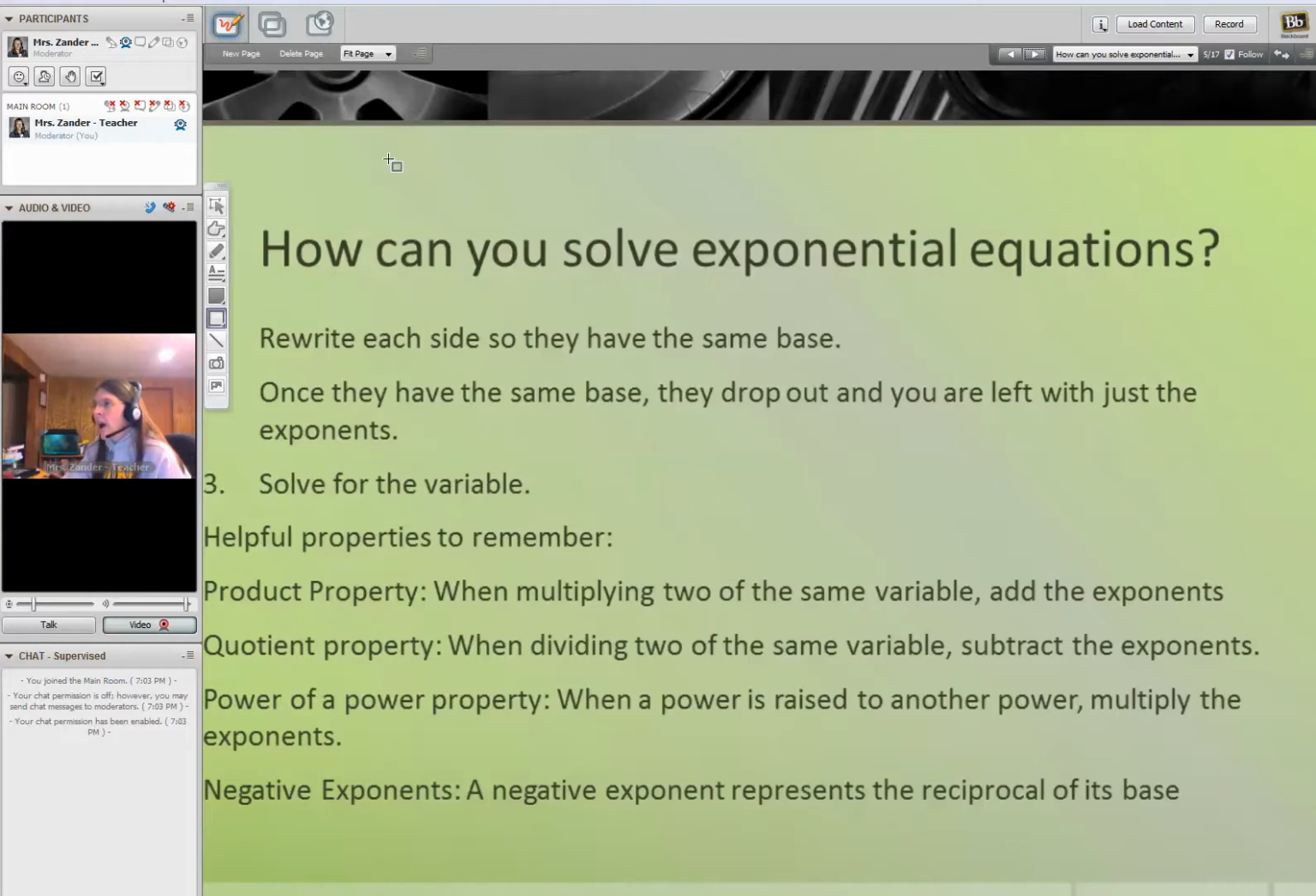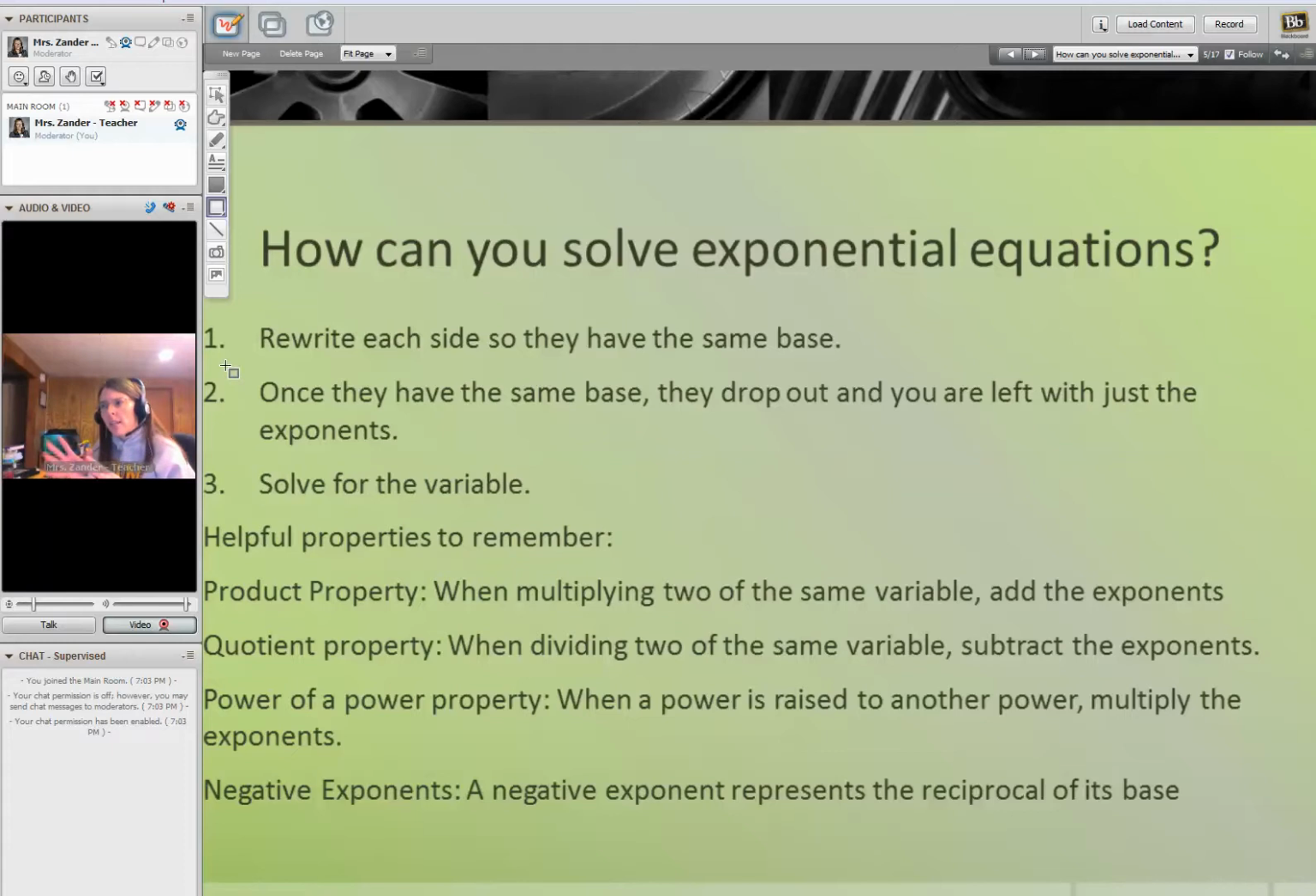All right, so how can you actually solve exponential equations? If I move this up a tad here, we can see my steps. The first thing we want to do to solve exponential equations is make sure that they have the same base. So you're going to have something on both sides of your equal sign, and we want to make sure that those values have the same base. If they don't, we need to rewrite it so that they do have the same base.